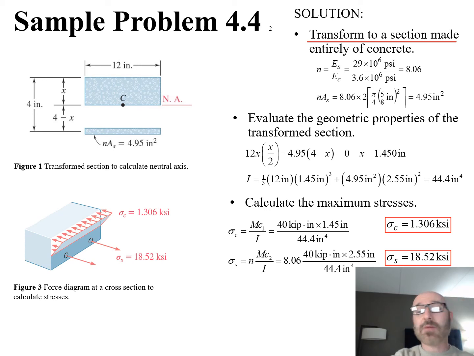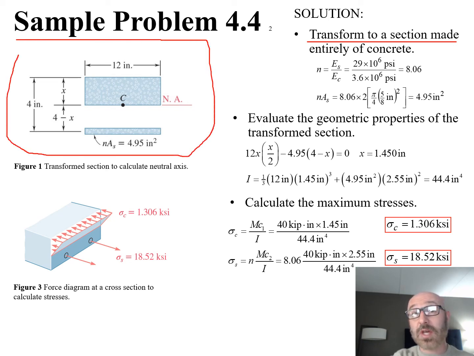So what we want to do is the same thing we've done in our previous example problems. We want to get our dimensions associated with this too. We have this figure up here, figure 1, which is the transformed section, to calculate this neutral axis. That's what we want to do: calculate this neutral axis here. So the thing to think about is, how do we want to visualize this?